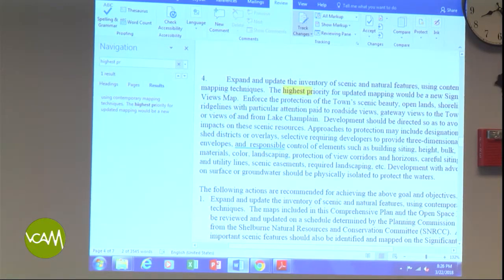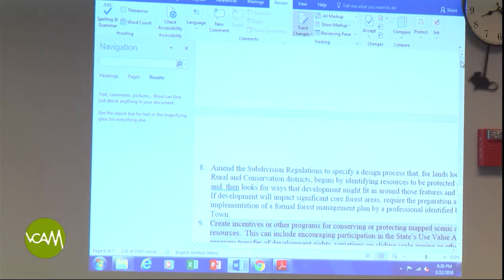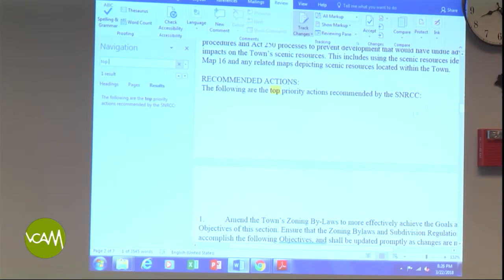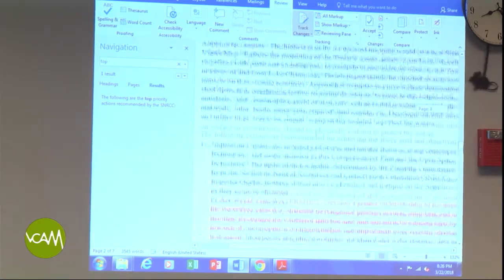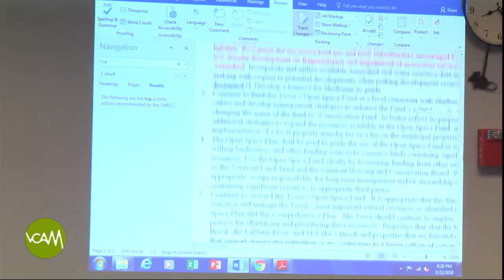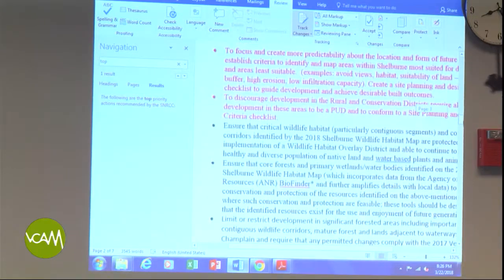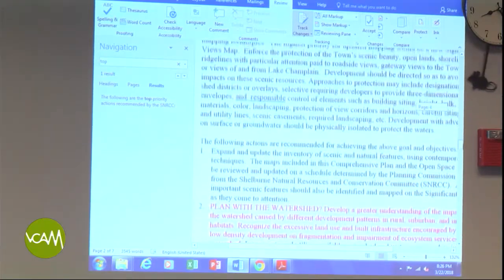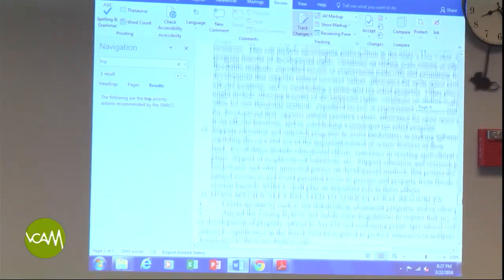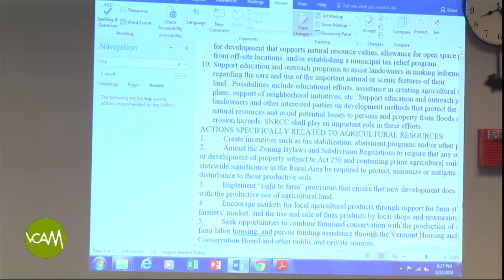But just to make sure I understand, you have the top 4, and then there's the list of all recommended actions, which currently has 10. And then there's sections specifically related to agricultural resources, wildlife, visual, and water quality. Are those all part of that 10? They're all the individual recommended items. It's a long list. Okay, so there's a list of 4 top priority, and then there's 10 recommended actions, and then there's 6 for agriculture, 3 for wildlife, 3 for visual, and 3 for water quality. Okay, and they're all independent of each other. Right. Okay.